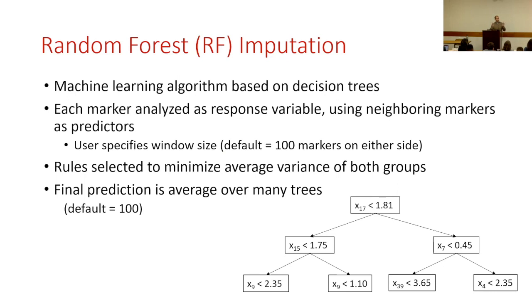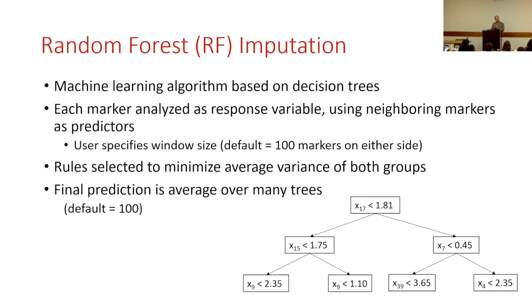The way it works is that each marker is treated as the response variable in turn. And when you're looking at that one marker, the software asks how many flanking markers you want to consider as the potential predictor variables, and you can specify that parameter. Then it builds this decision tree where each node is given a random subset of all the possible markers. And there are some reasons why that turns out to be a better approach.